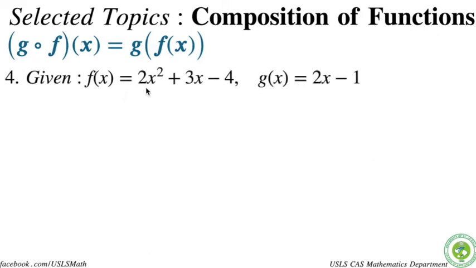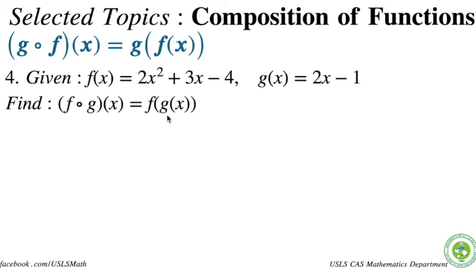F of x equals 2x squared plus 3x minus 4. G of x is equal to 2x minus 1. Okay, and then we will be asked to do f circle g of x. That's f of g of x. Okay, so meaning all x's in this f of x will become g of x.